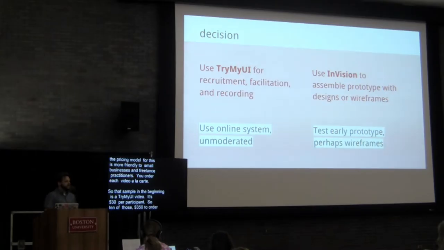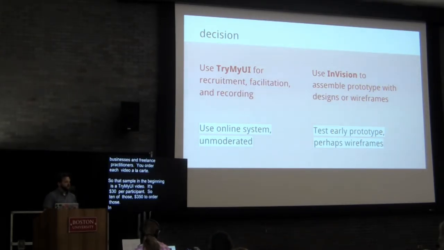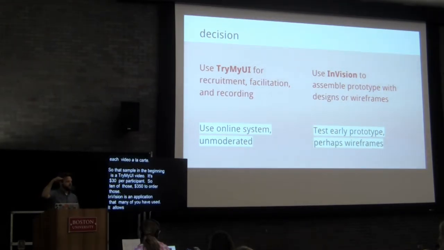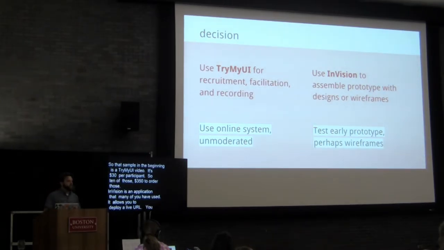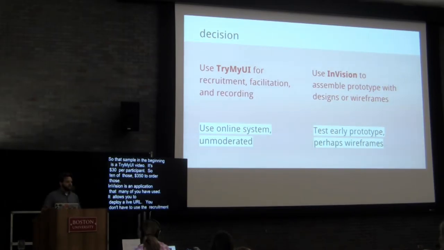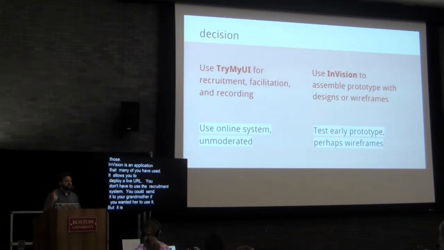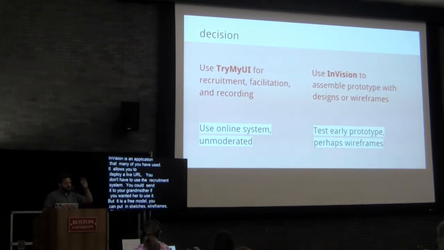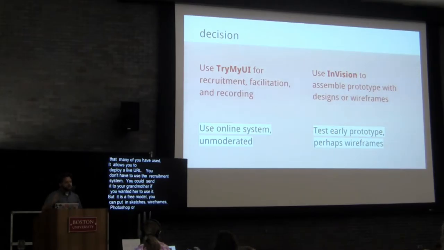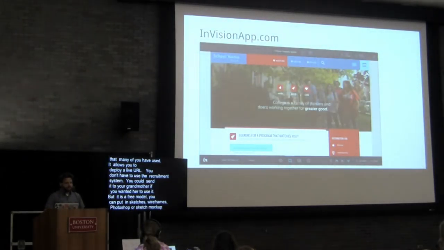Envision is an application that many of you have probably used, but it allows you to deploy a live URL that you can send to somebody, and so you don't even have to use it through the recruitment system. You could just send a link to your grandmother if you wanted her to use it. But Envision has a free model for you. You can put in sketches, wireframes, Photoshop or Sketch mockups, really anything you want. And it allows you to draw these little hotspots that link to different pages. And I can show you what that looks like.